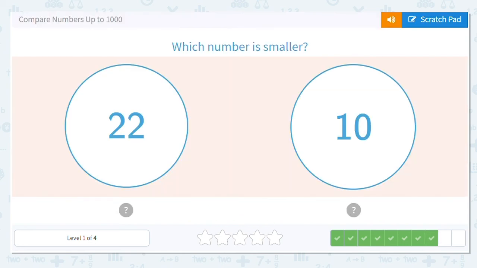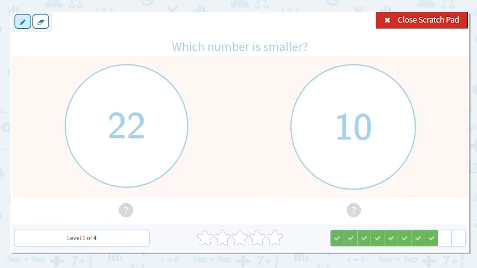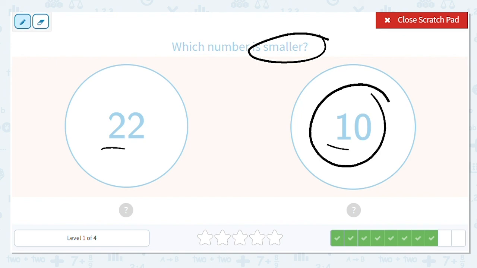Next one, 22 and 10. Again, you might be able just to look at these numbers and pick out which is smaller, but I'm still showing you this strategy to help you out because this is something that you can use in the highest of numbers that you compare. Okay, so we have 22 and 10. So I have a 2 and a 1 in the tens place. So which is smaller, 2 or 1? 1 is less. So that means 10 is less than 22.